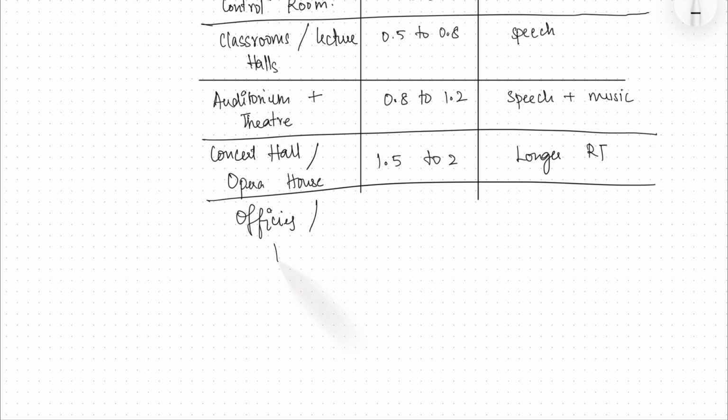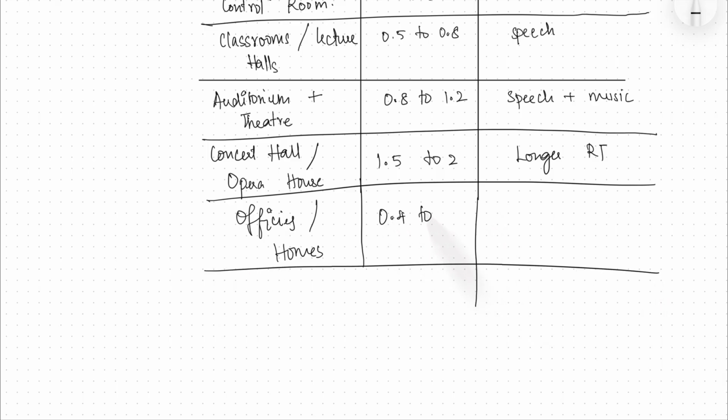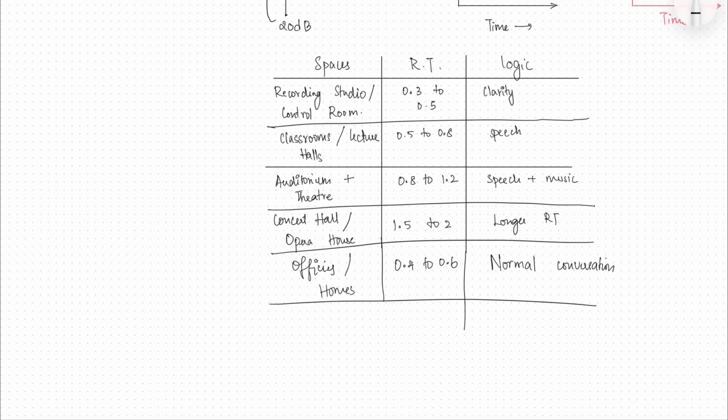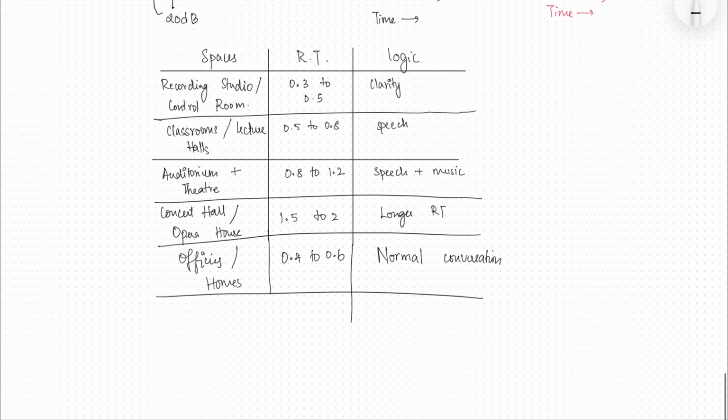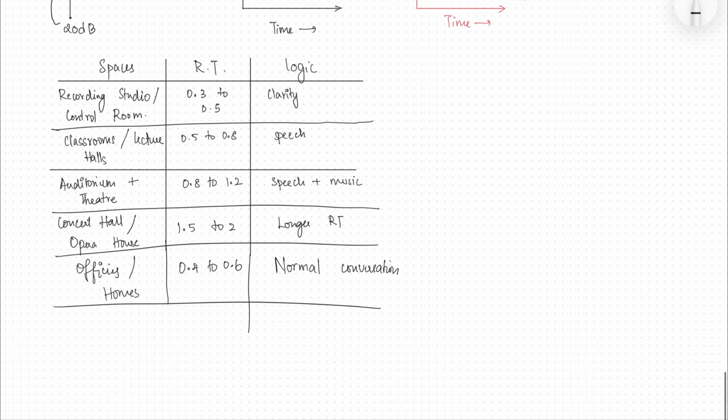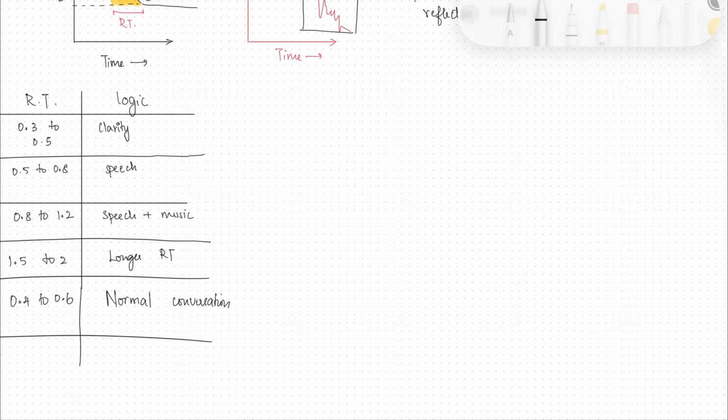where you just need normal conversation level RT. So that is 0.4 to 0.6. This is normal conversation. Okay, so this is RT for different spaces. And let's move on with the formula for finding RT now.